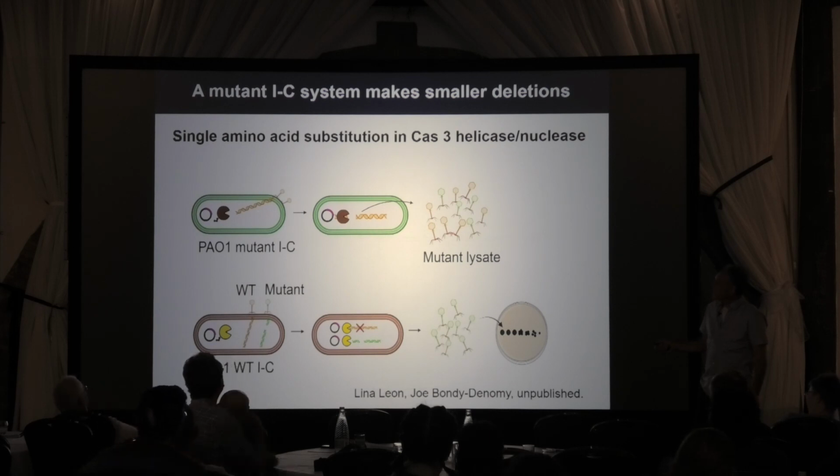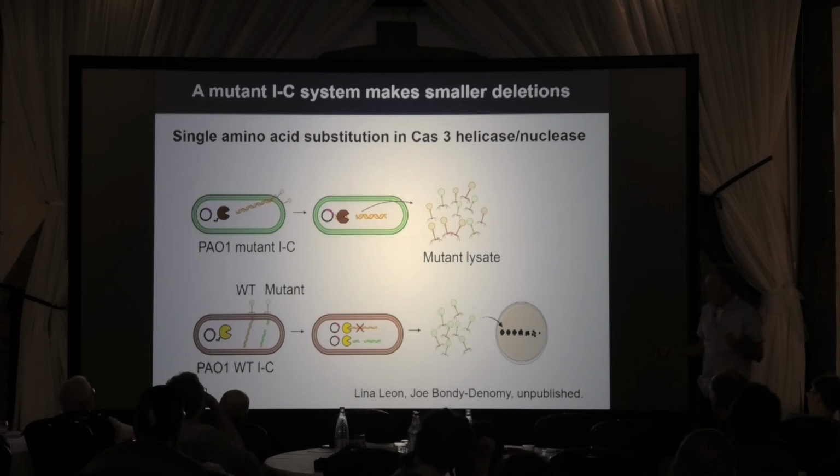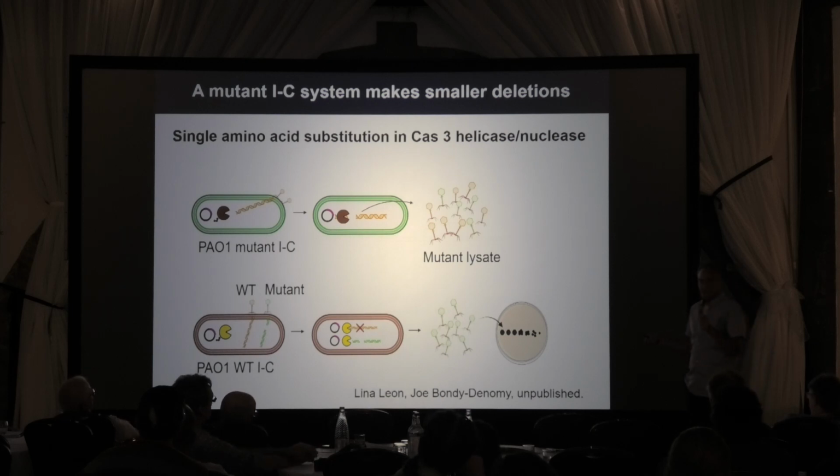And the first step is you target your gene of interest with this mutant system. And this system is fairly inefficient, but what you'll get out, you just infect and make a lysate, you'll get out a bunch of phages. Most of them will be wild type, but some proportion will have deletions in your gene of interest and fairly small deletions.